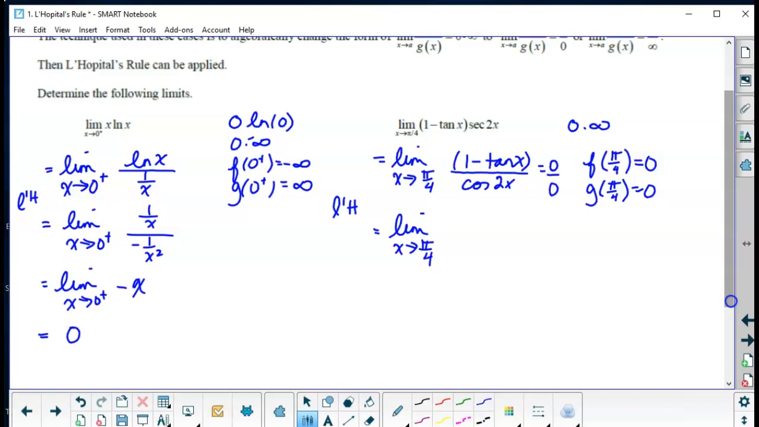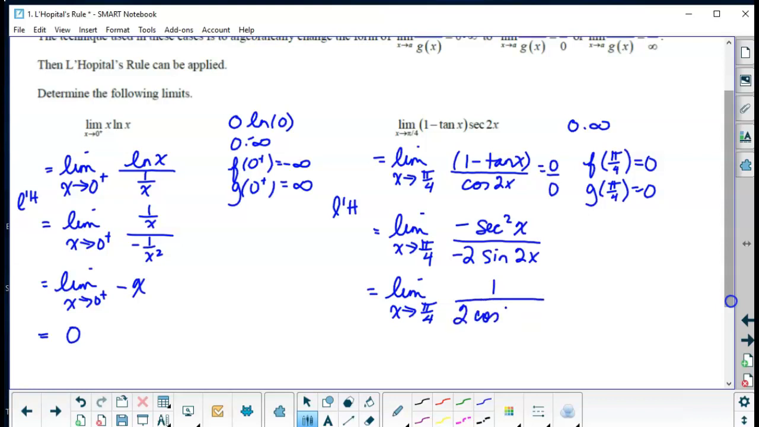Okay. So tan, the derivative of tan is secant squared, so that's going to be negative secant squared x. Derivative of cos is negative sine, and it's 2x, so that's going to be negative 2 sine of 2x. Okay. Let's simplify this. So negative over negative is a positive. Secant squared is 1 over cos squared, so this will be 1 over 2 cos squared of x sine of 2x.